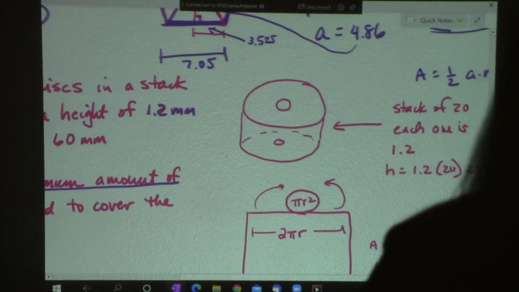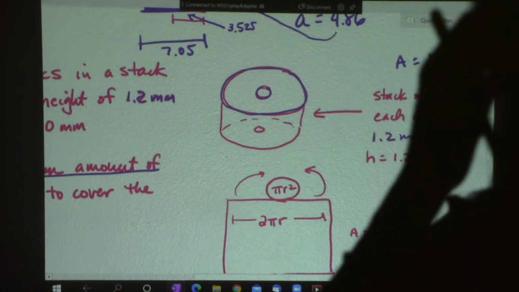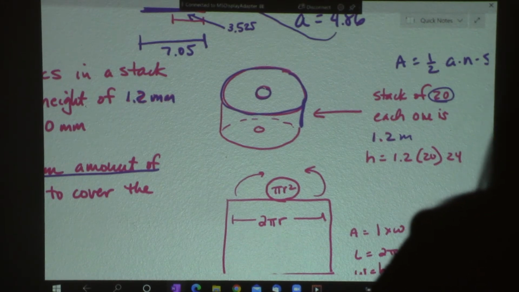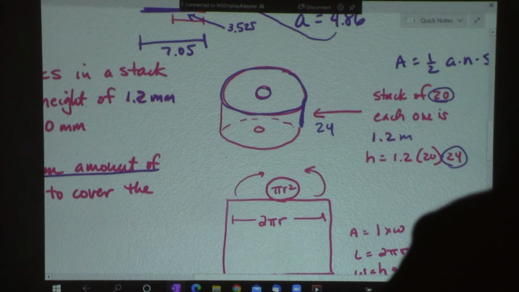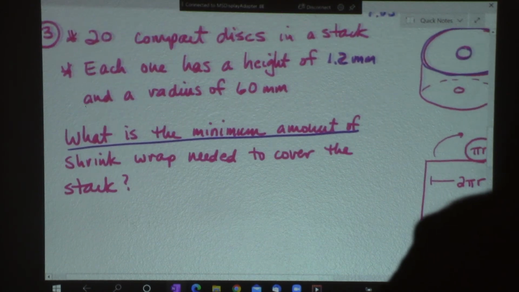Okay, so let's look at a picture of this. If I had a stack of my compact discs right here, and there's 20 of them, and each one is 1.2 millimeters, what would my height be for the whole stack? Well, that would be right there. Each one is 1.2 millimeters, and there's 20 of them, so I would get 24. So right there, my height is 24. Okay, so now I drew some other pictures. Let's look at those and talk about it.